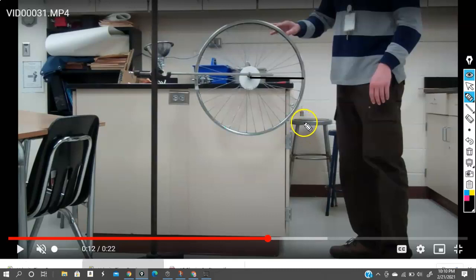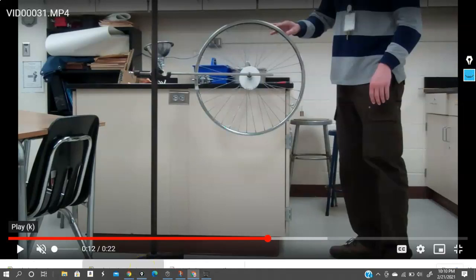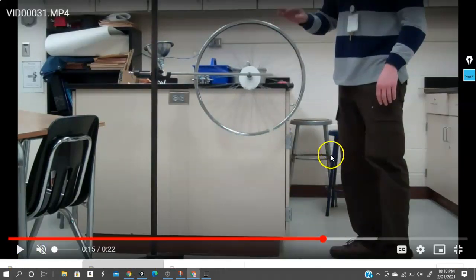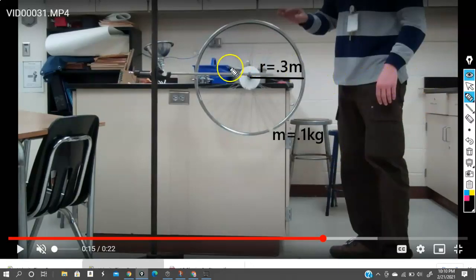It's important to realize that that graph is not for the wheel itself, but just for this little mass as it accelerates down. You'll need to know the radius of this bicycle wheel is about 0.3 meters, and you'll also need to know the mass that's hanging on the end of the string here is 0.1 kilograms. We'll just play this video real quick so you can see, it's not super exciting. The mass just falls down to the bottom. Again, the first question is just what is the rotational inertia of that bicycle wheel?